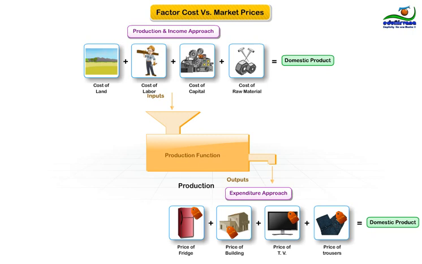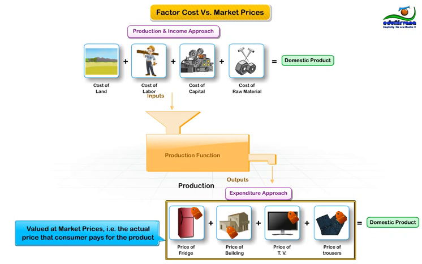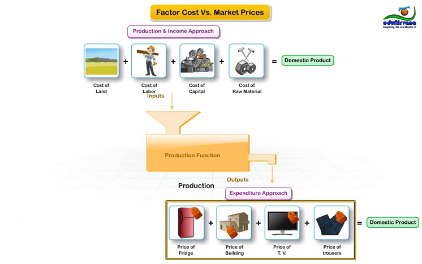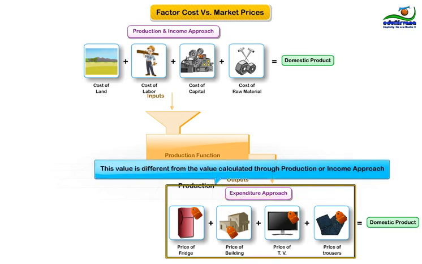However, the various forms of final output, when considered from the point of expenditure, are valued at market prices, that is, the actual price which either the consumers or producers pay for purchase of goods and services, whether for consumption or for investment. This measurement is called the expenditure at market prices. When valued in this way, this measure will be different from the product or income measure at factor cost.